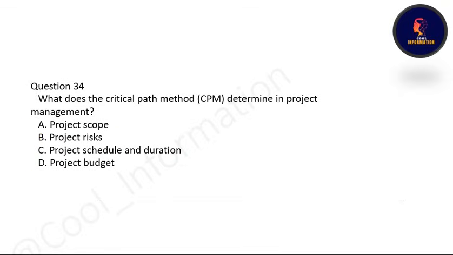Next question, what does the critical path method CPM determine in project management? Again the full form of CPM can be asked. Critical path method is the full form of CPM, and it is used to determine project schedule and duration. Correct option is option C.